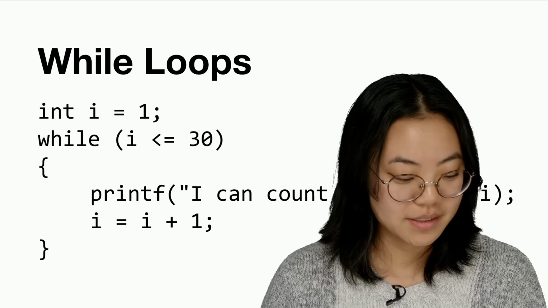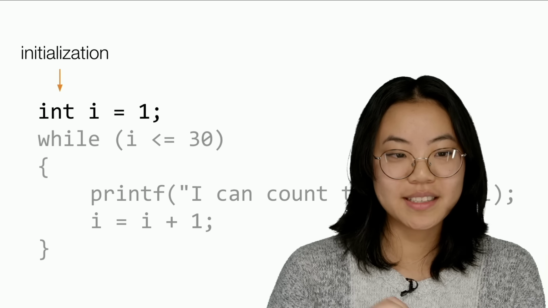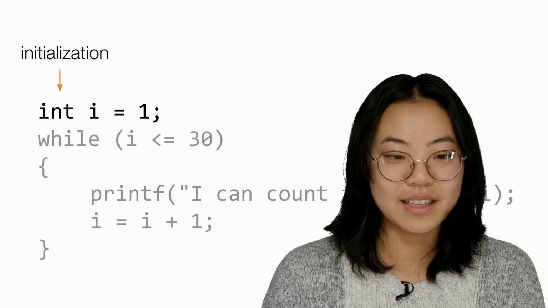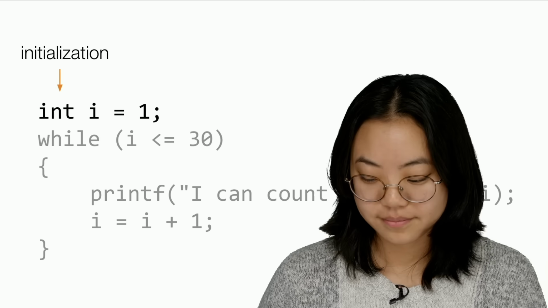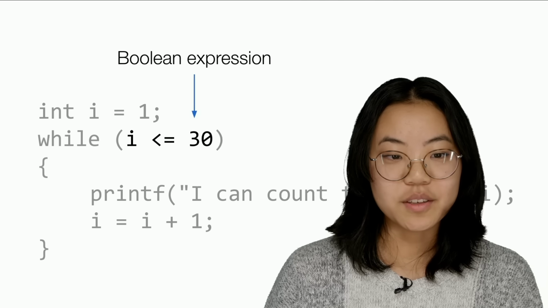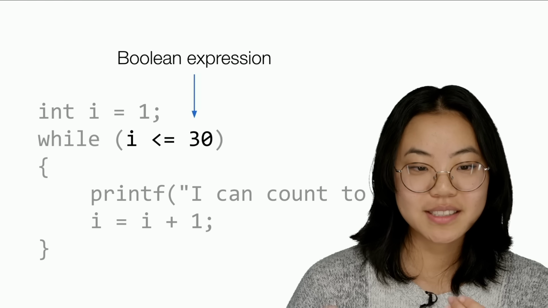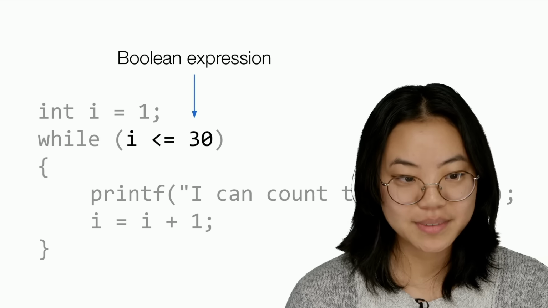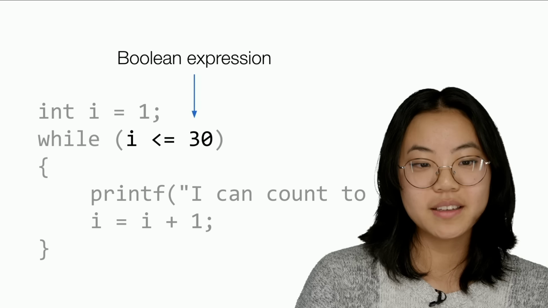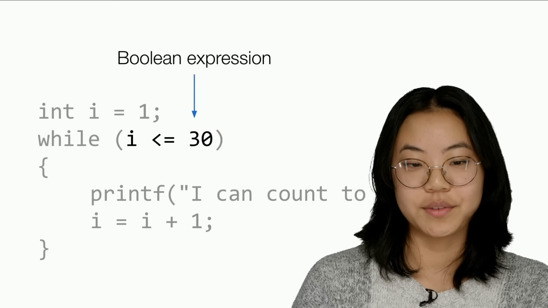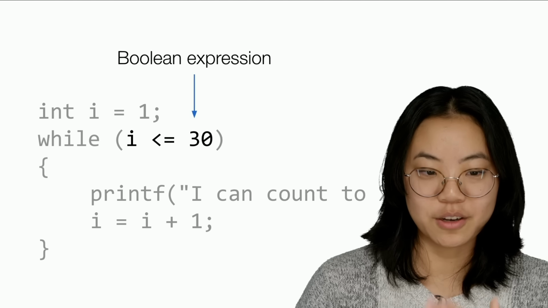Similar to for loops, we have the first initialization part. We've set some sort of counter variable, in this case just i, and we've given it a value of 1. Then within the while loop, we have another Boolean expression. And as long as this expression evaluates to true, the code within those curly braces will run. And so while i is less than or equal to 30, this thing will loop over and over.